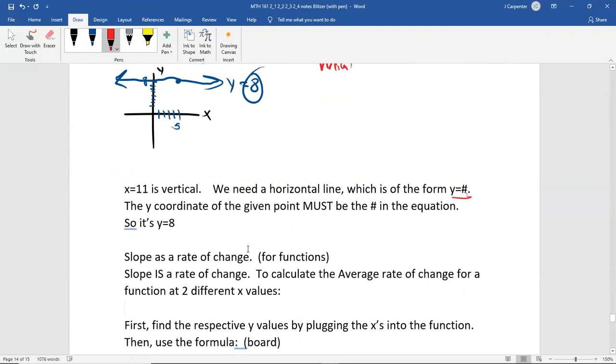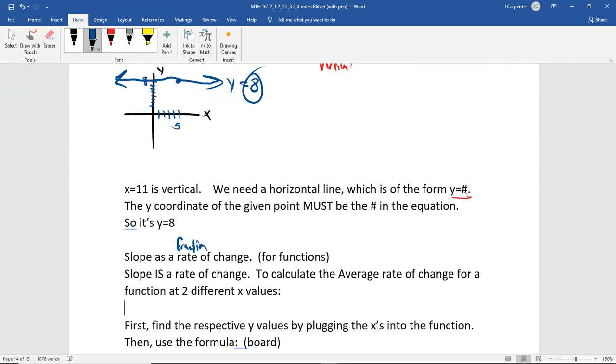Slope as a rate of change for functions. So when you go into calculus, you're going to study something known as change over and over and over and over. Now we're already starting the study of change, believe it or not. With slope, slope is a rate of change. A rate just means fraction. The word rate means fraction.